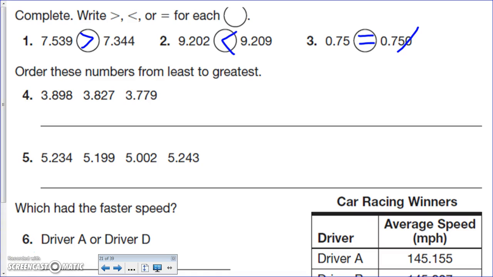For numbers 4 and 5, it wants us to order the numbers from least to greatest. So again, we're going to start on the left-hand side of each number and work to the right. They all have a 3 in the 1 spot, so we're going to move to the tenths. If we look at the tenths, we have an 8, an 8, and a 7. So right away, we know the last number in the line there is our least number, so we're going to write that down first.